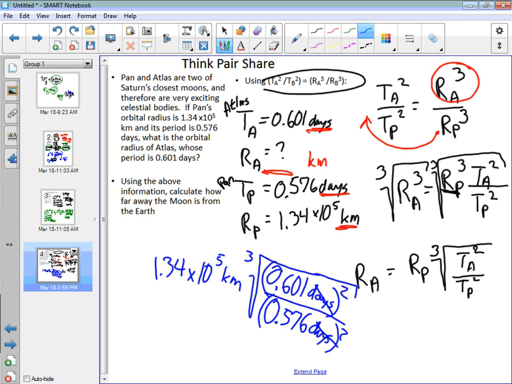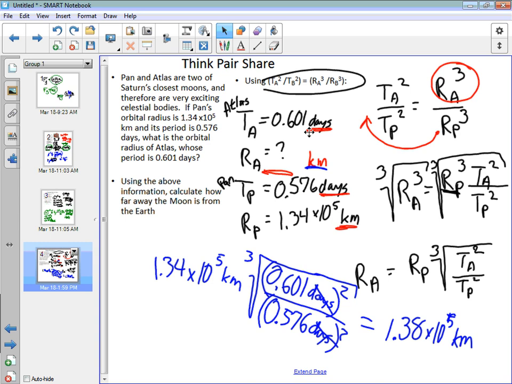So let's go ahead and tap that into the calculator. And what do we get? I get 1.38 times 10 to the 5 kilometers is my orbital radius for Atlas. That's what I was looking for. And as we mentioned before, it is in terms of kilometers.